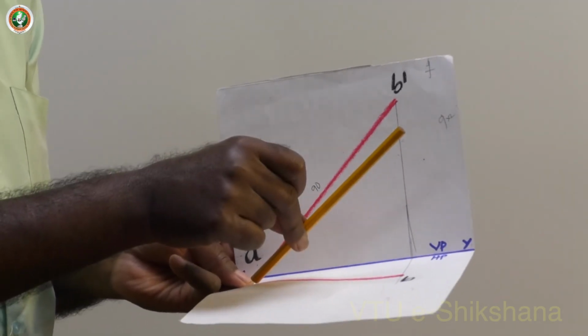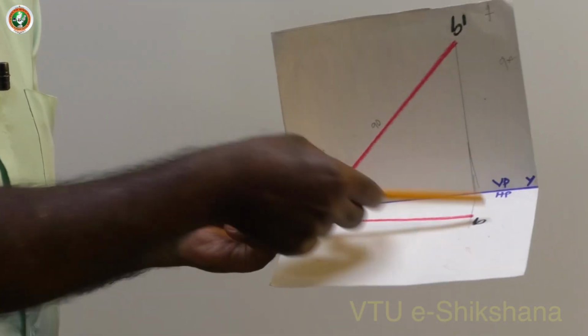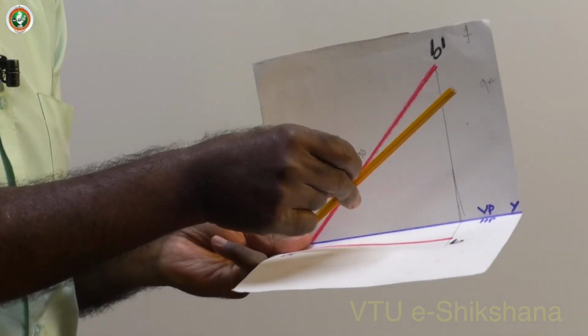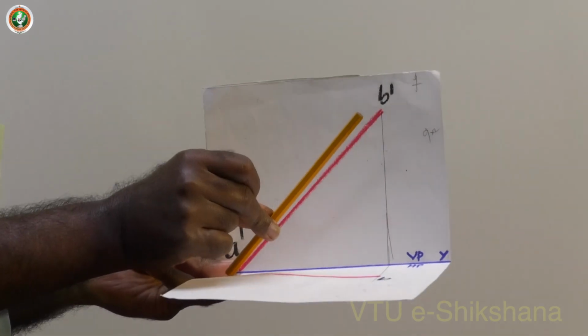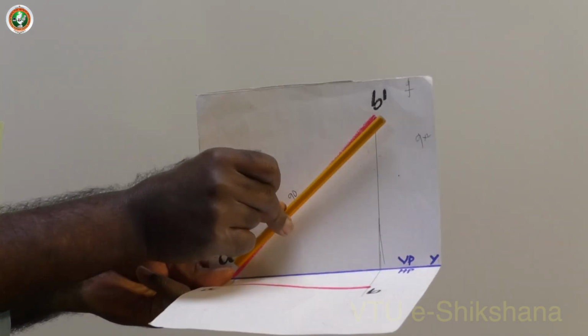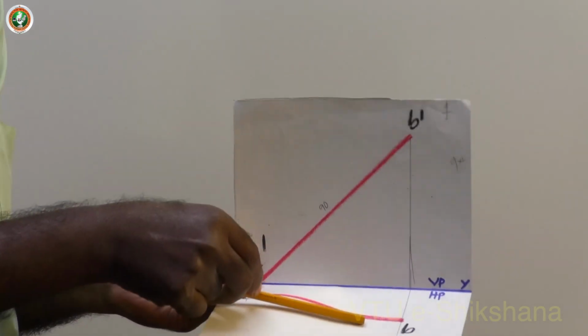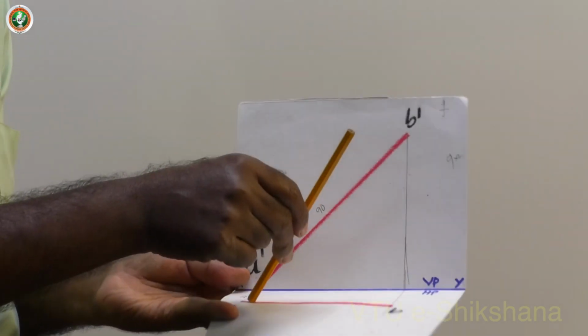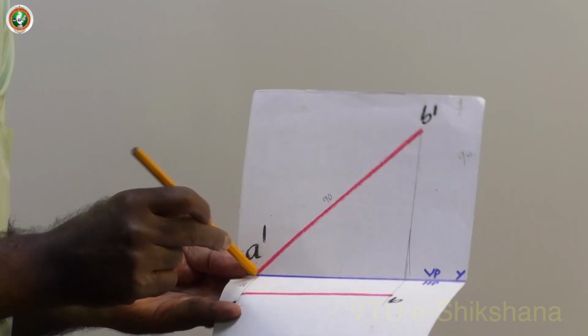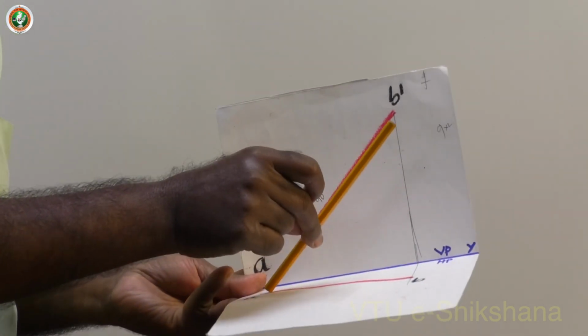Then project it, you will get the top view. This is the top view. Now the line itself is 20 mm in front of VP, and inclined at some degree to HP. This is the front view and this one is the top view. The apparent length is the top view, the true length is the front view, and since it is touching HP, one end is touching the XY line. So this is the real situation.